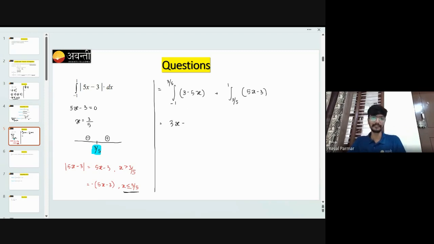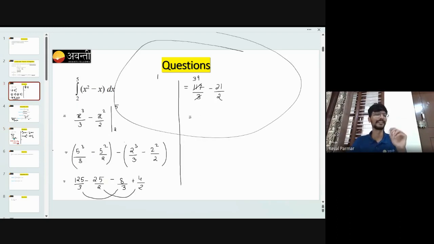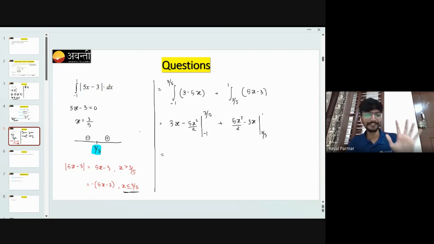What we'll do here? Integration of 3 minus 5x is 3x minus 5x square by 2. What are the limits? It's from -1 to 3 by 5, plus. Similarly here, 5x square by 2 minus 3x. What are the limits? From 3 by 5 to 1. You can calculate these by calculating upper limit minus lower limit. I am not calculating it here because I hope you know how to do that. As usual, I am weak in calculations. You pointed out my mistake here, so it's fine. The calculation part I give to you. I hope you can calculate it. Got it? Here we are just seeing how to approach a question.